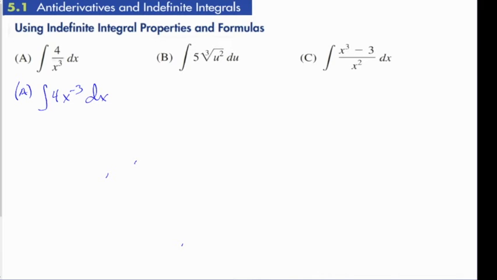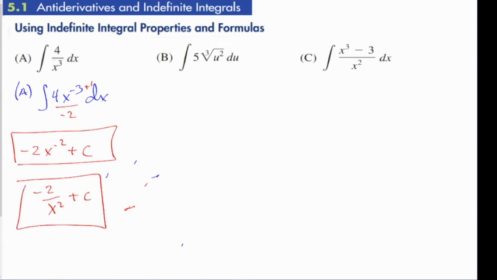So for part A, because it's a fraction, I can rewrite this using negative exponents. Now I'm going to add 1 to my exponent. So add 1 to negative 3 and you get negative 2. We're going to divide by that negative 2. So part A, we get 4 divided by negative 2 is negative 2x to the negative 2 power plus c. And this is correct, but I can get rid of this negative exponent by writing negative 2 over x squared plus c. And this is the preferred form for the answer to this problem.